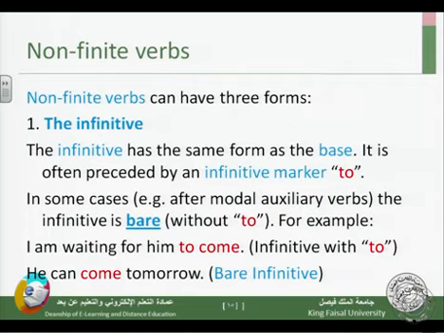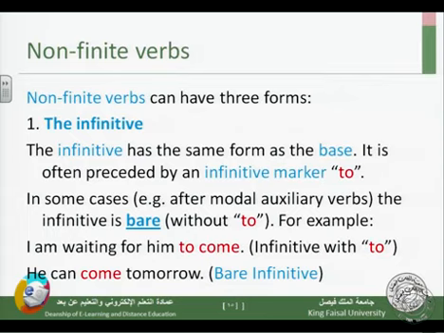I am waiting for him to come. So in this sentence, to come is an infinitive with to. Come is in the base form, so it is in the simple form of the verb come. Okay, it's not in the past, came. We didn't add ing. We didn't say coming. So come, the base form, and we have to before it, so it is an infinitive with to.